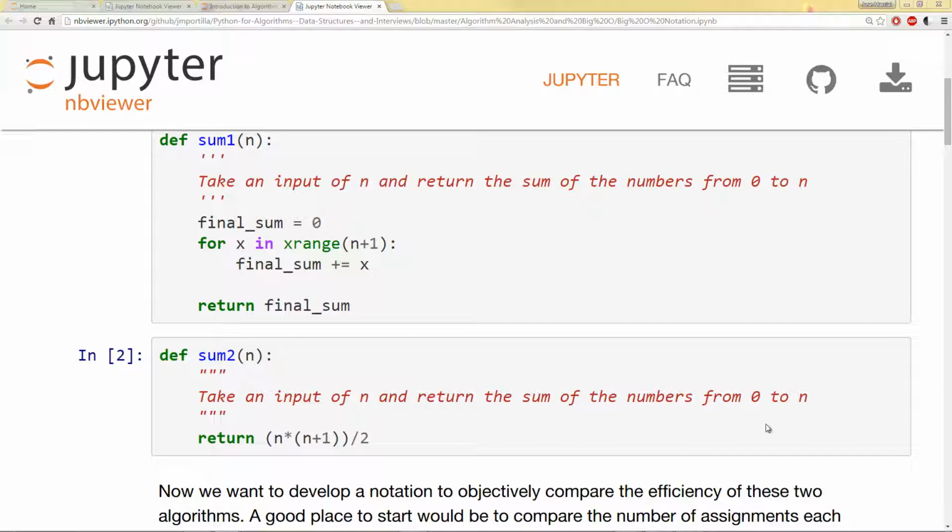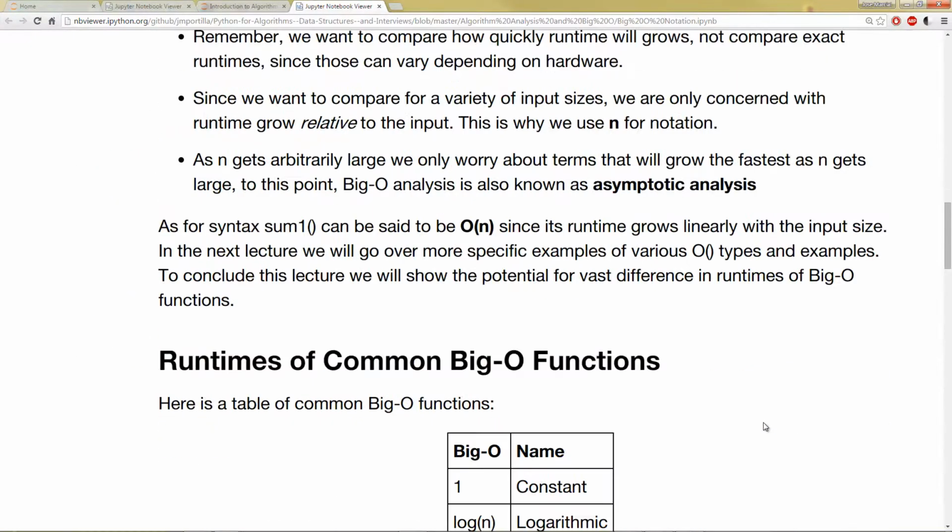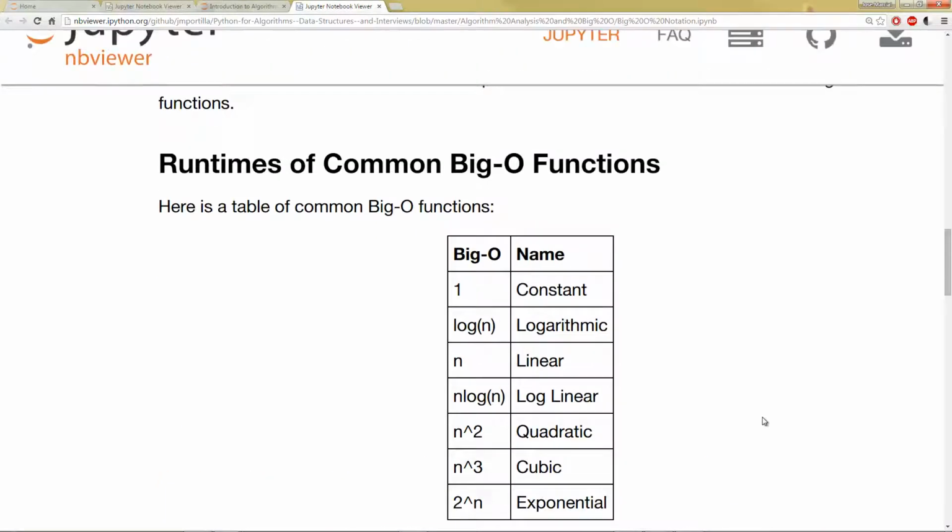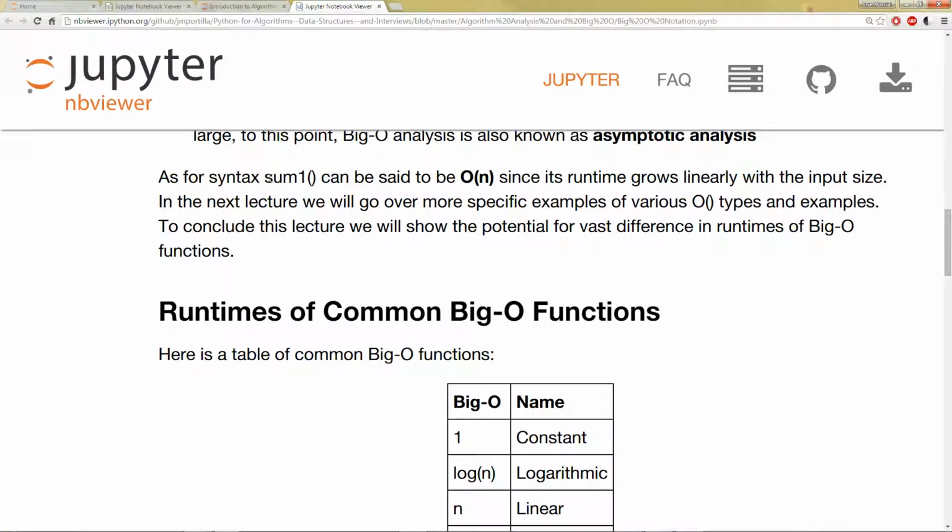Okay, so let's go ahead and scroll down to the table where we can see how this syntax works. So the syntax for that first function can be said to be Big O of n, since its runtime grows linearly with the input size. In this next lecture, we'll go over more specific examples of these big O types, but just to note, this is what the format of the big O notation is going to look like. It's going to have a big O and then the big O notation or performance inside the parentheses.